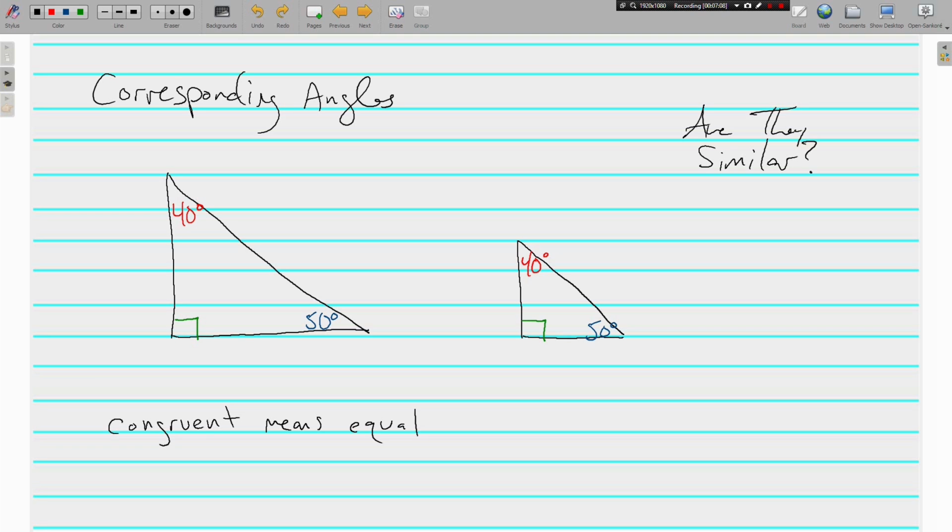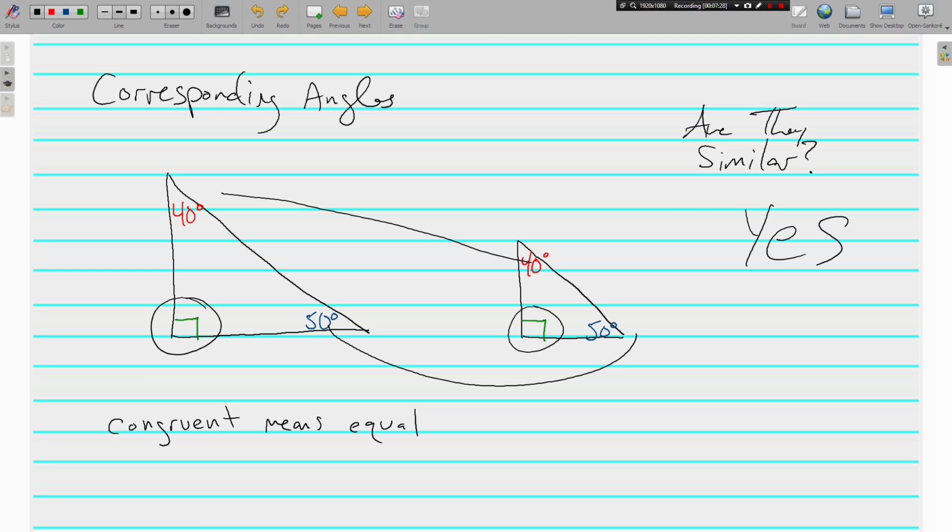So if I look at these two triangles, they both have right angles. The angle above the right angle is 40 in both of them, and the angles to the right of the right angle are both 50. Because that's all we know about these triangles, we don't know the side lengths. We do know the angle measurements, and yes, they're similar because the corresponding angles are congruent. And again, congruent just means equal. They're the same.